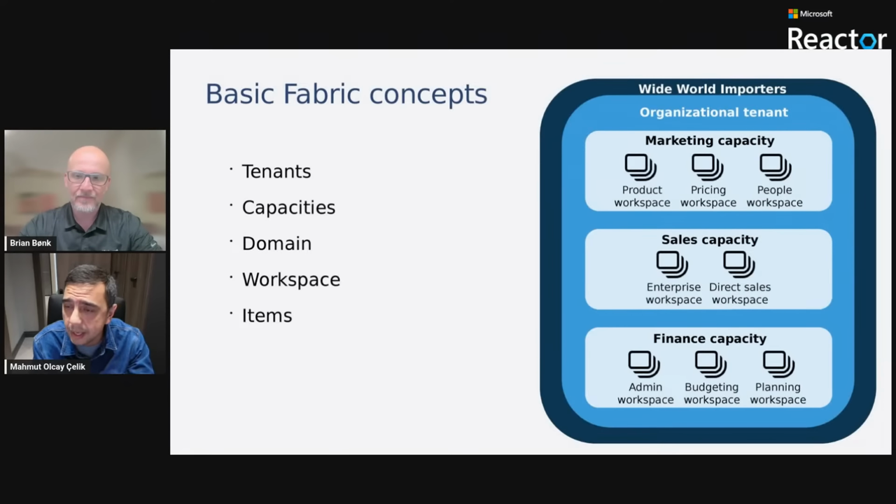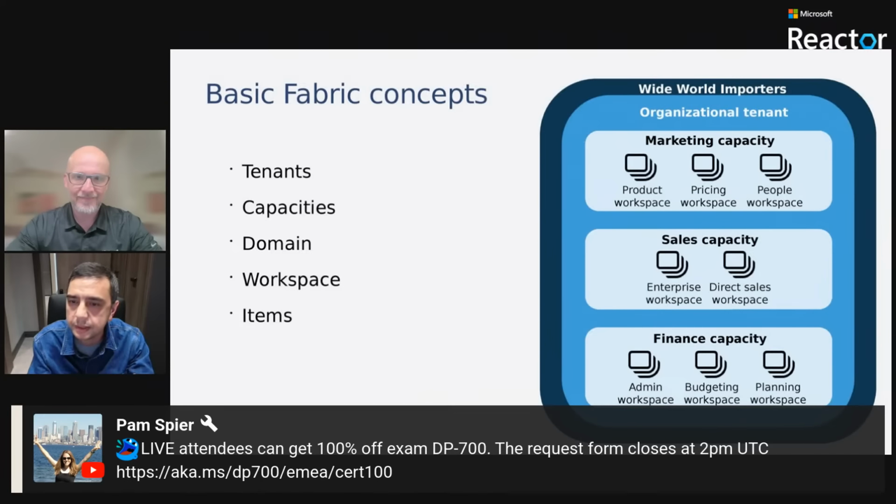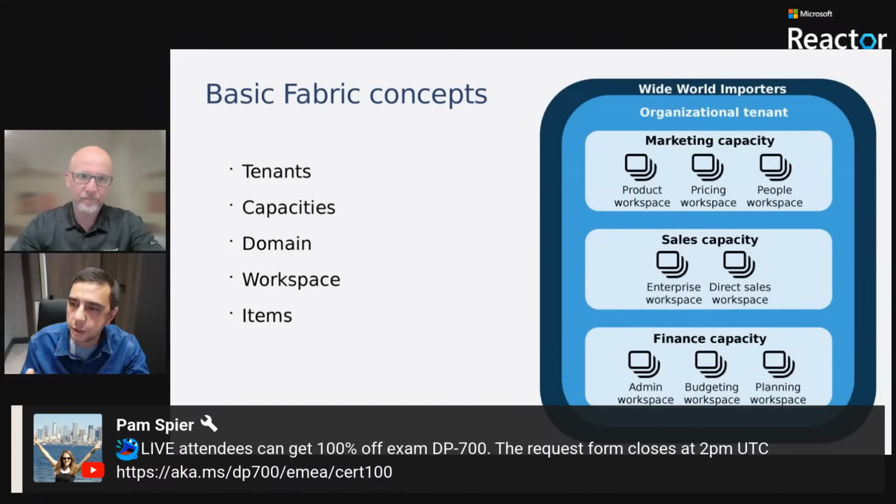It's often a single tenant; every company has one single tenant, but sometimes companies may have different tenants as well. And also we have capacities. It's a dedicated pool of resources available at any given time for the different tenants. Tenants can have more than one capacity associated with each workspace.